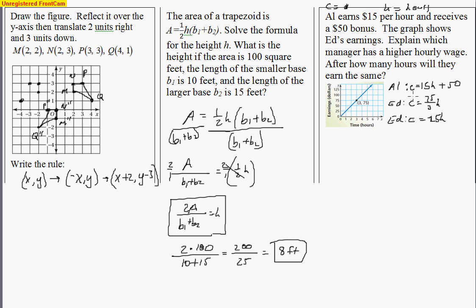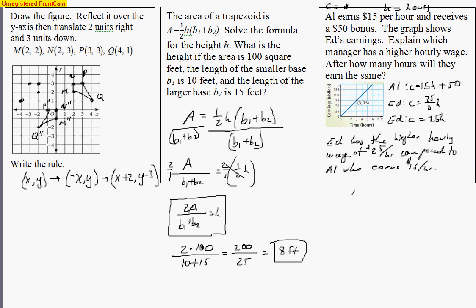Well, the rate of change is the hourly wage. So we would say Ed has the higher hourly wage at $25 per hour compared to Al, who earns $15 per hour. So then it says, after how many hours will they make the same?